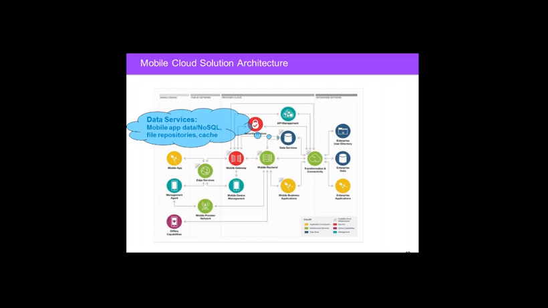And so data services are huge from a mobile perspective, and you should look at that as a core capability provided by your mobile backend. Next slide, please.